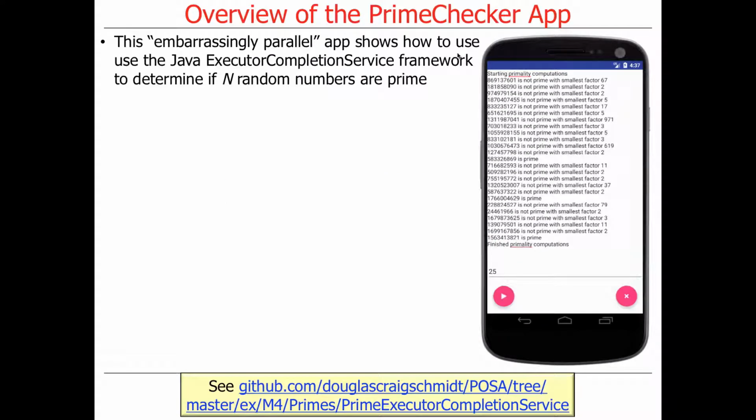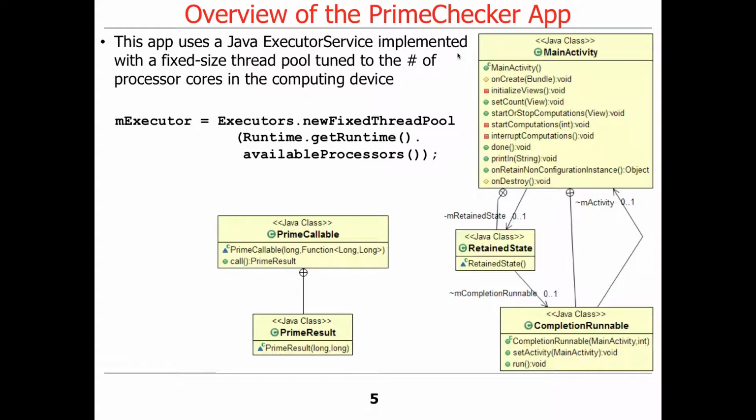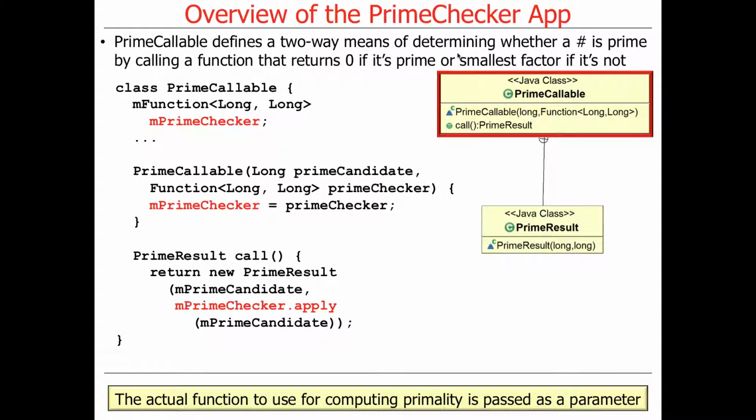The interface is very similar. It allows you to check whether numbers are prime, random numbers are prime. And as you'll see, you can do all the stopping and interrupting and rotating and so on cleanly because we're using the Executor Completion Service. Under the hood, it's going to use the Executor Service portion of the Executor Completion Service to create a thread pool with a fixed size number of threads. That's pretty much the same as before.